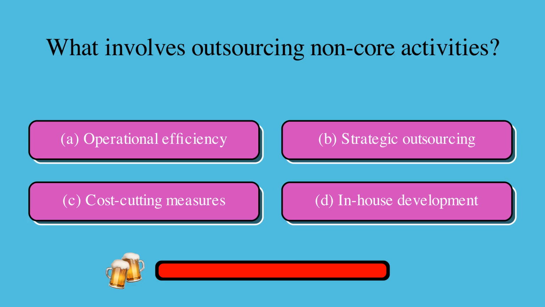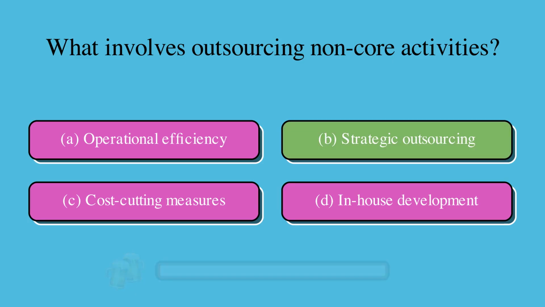What involves outsourcing non-core activities? Is it A, operational efficiency, B, strategic outsourcing, C, cost-cutting measures, or D, in-house development? The correct answer is B, strategic outsourcing.